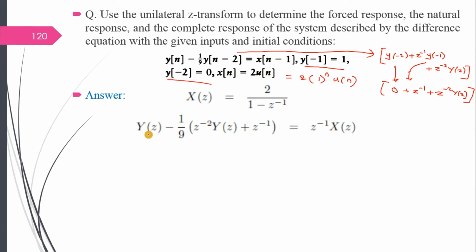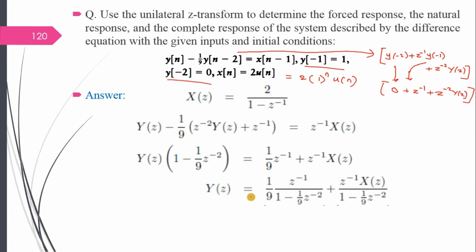Now take X(z), Y(z) common. Y(z) I take it common: 1 minus 1/9 z^-2 plus... this minus 1/9 z^-1 has been taken on the other side. That's why it became plus. This is like Cz plus z^-1 X(z). Take this on the denominator. You get it as (1/9 z^-1) divided by (1 minus 1/9 z^-1)^2 plus z^-1 X(z) over (1 minus 1/9 z^-1)^2.